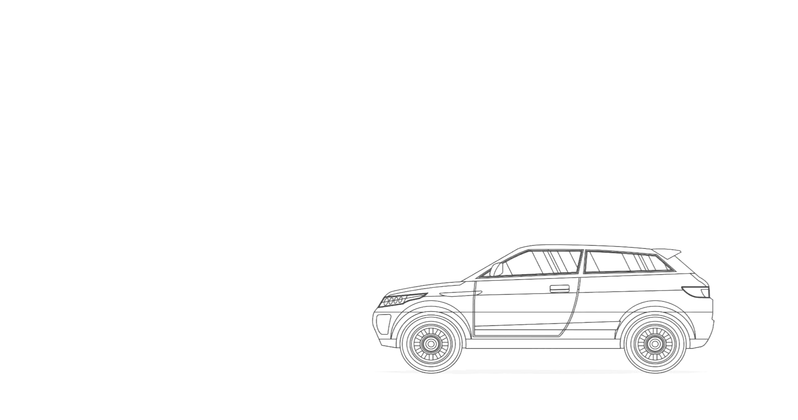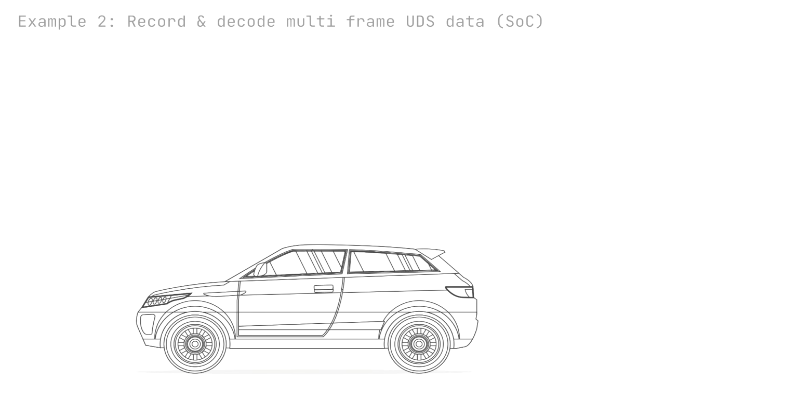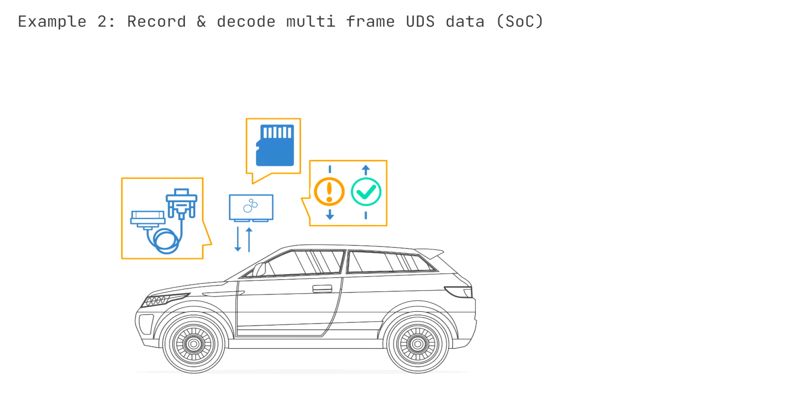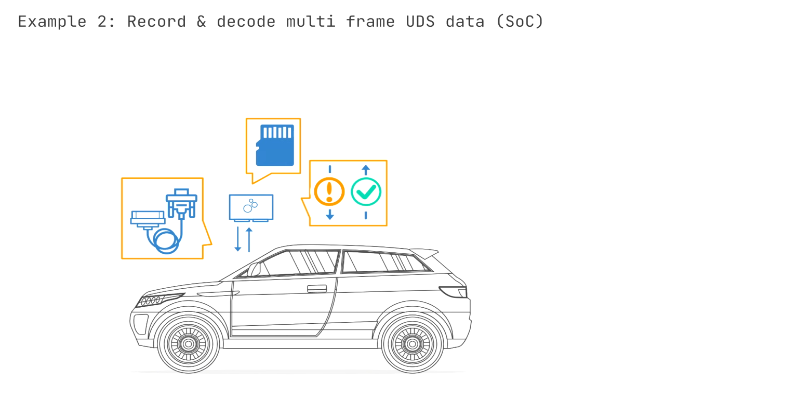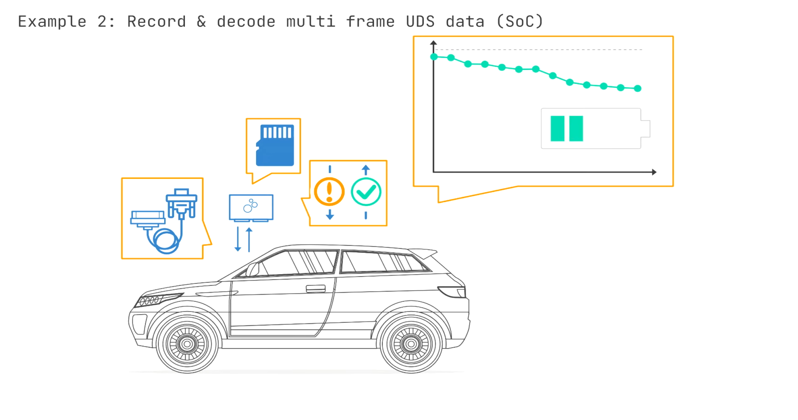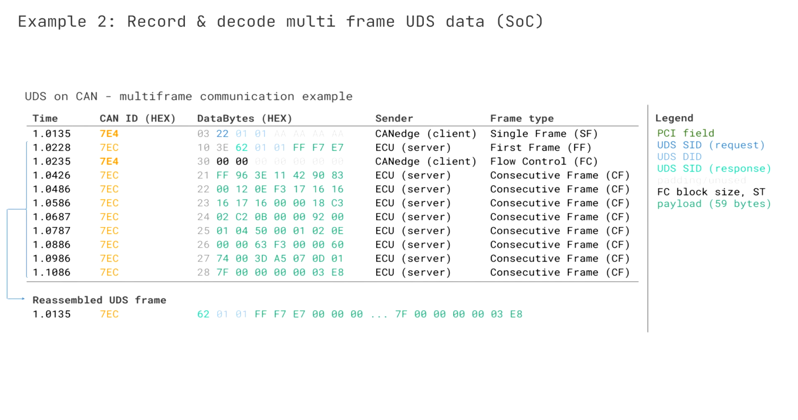As a second example, let's illustrate how multi-frame UDS communication works in the context of CAN ISOTP. Specifically, we will use the CANedge and the UDS SID 22, aka read data by identifier, to request the current value of state of charge from a Hyundai Kona electric vehicle. To achieve this, the CANedge is configured to send 2 CAN frames. First, a single frame request every 5 seconds with a delay of 0 milliseconds. Second, a flow control frame every 5 seconds with a delay of 100 milliseconds.